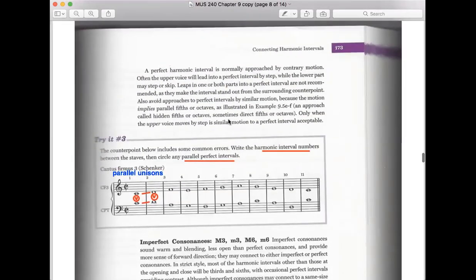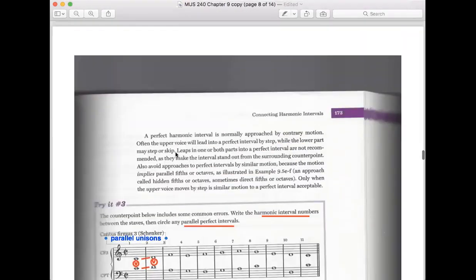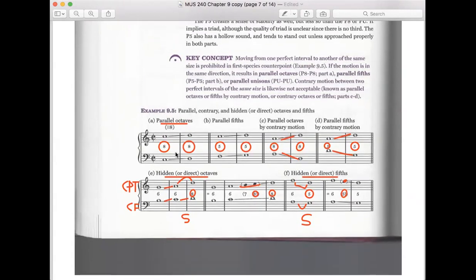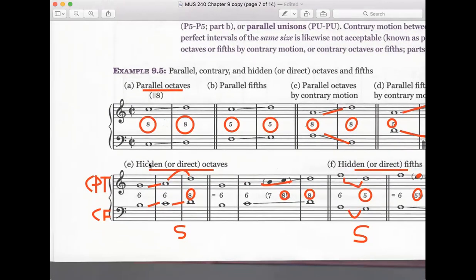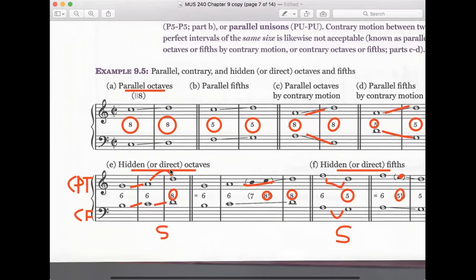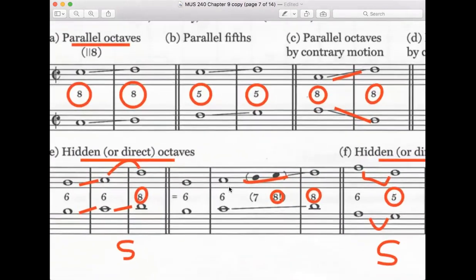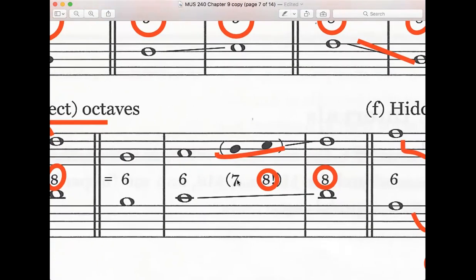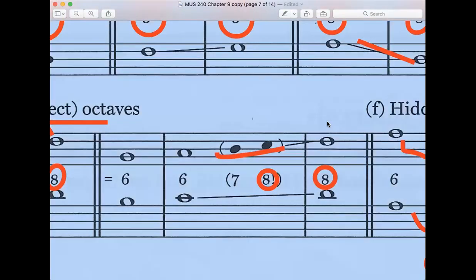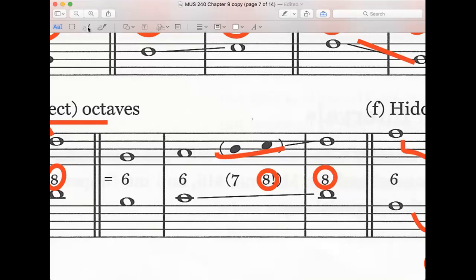Okay, remember here we were talking about parallel unisons. They gave us parallel octaves, parallel fifths. They gave us lots of examples of what not to do. And remember the reasoning behind, well, why can't we use similar motion octaves, which are also called hidden or direct octaves? Well, the thinking is that, for example, here, you might try this on the keyboard. You can really hear that this moment feels accented.